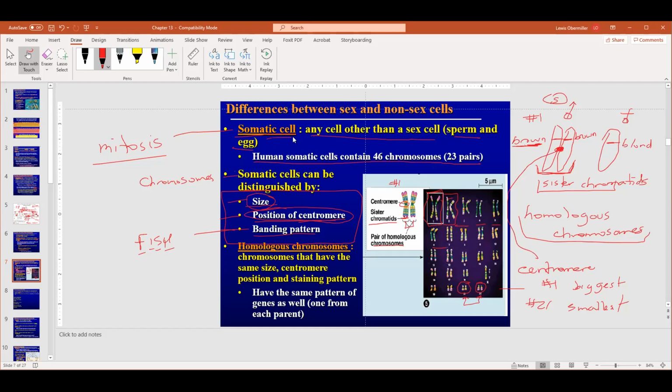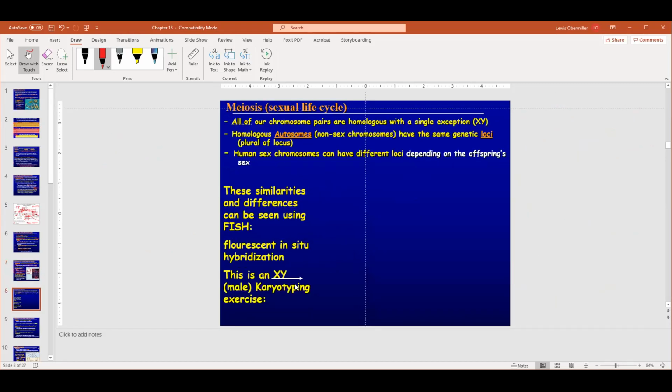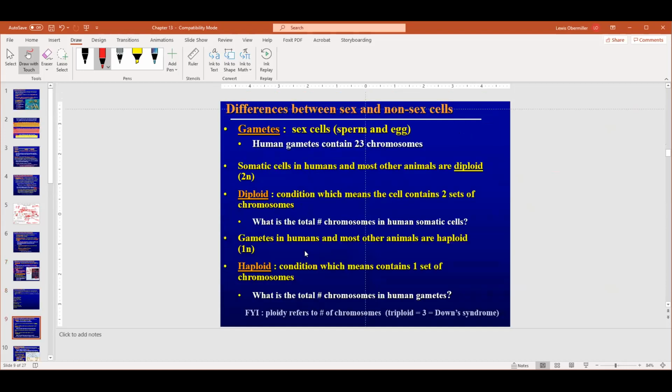Along with what's a somatic cell, what's a sex cell, how many chromosomes do we have? How many do we have from our mom, and how many do we have from our dad? What's a homologous chromosome? What's a sister chromatid? And that sort of stuff. I'll ask you that on the test. So make sure you know that. This is just what we just talked about, so we'll skip it.